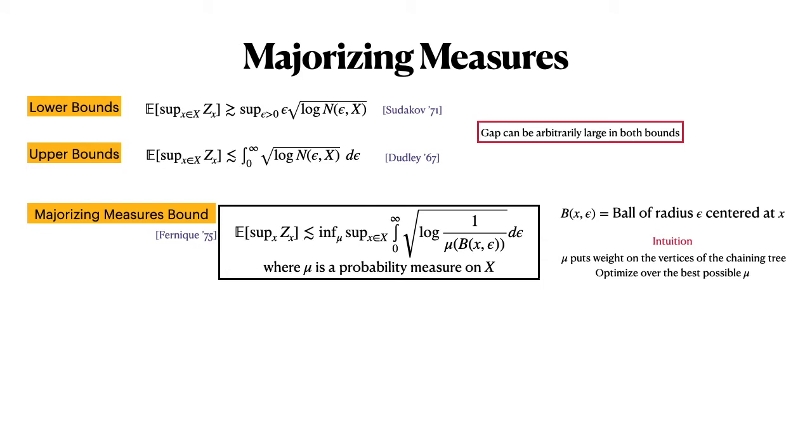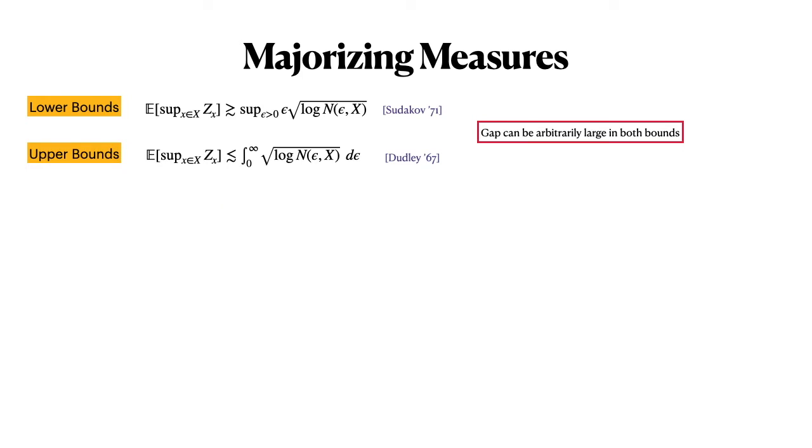Fernique conjectured that this upper bound was tight, and this was proven by Talagrand in a very influential result that's now called the majorizing measures theorem.